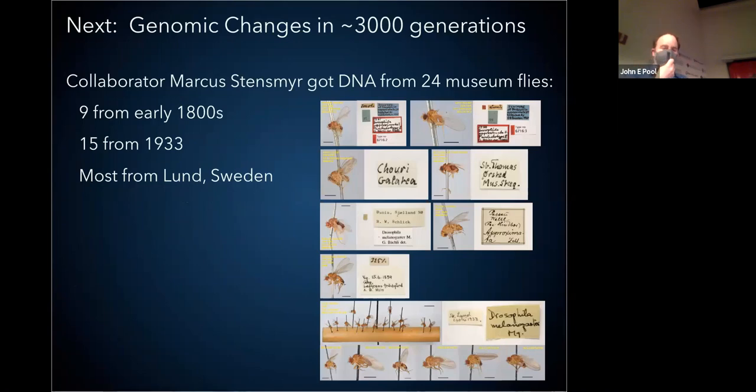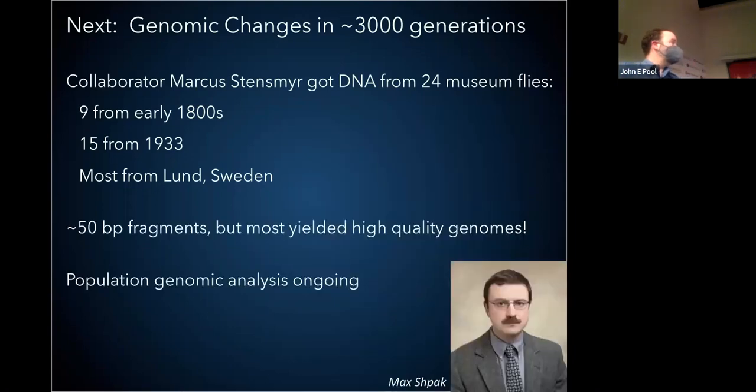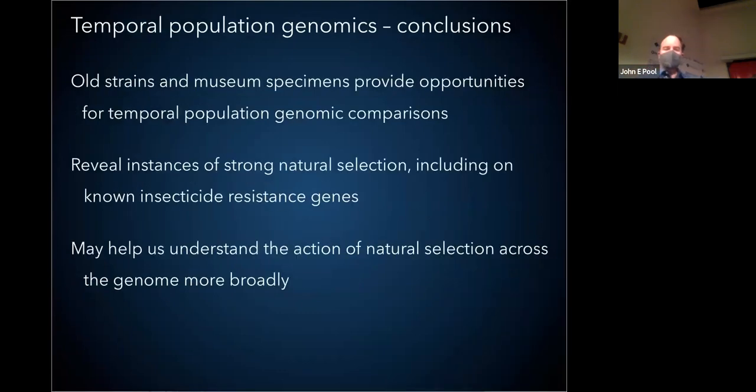And so our collaborator, again, Marcus Stensmeyer from Sweden, managed to get DNA out of 24 flies that had been sitting in a museum drawer for 100 or even 200 or more years. And so we're comparing their genomes to those from modern flies from the same location. And this analysis is ongoing. So I'd be glad to give you a preview of those results sometime, but for now, we're running a little short.